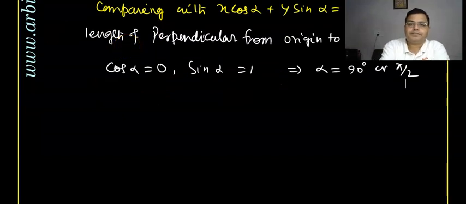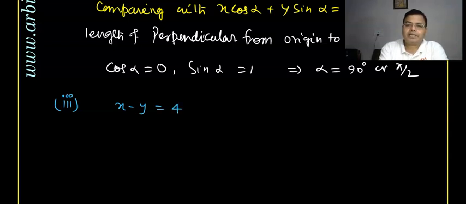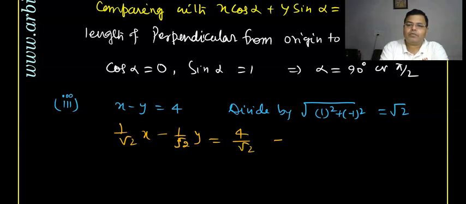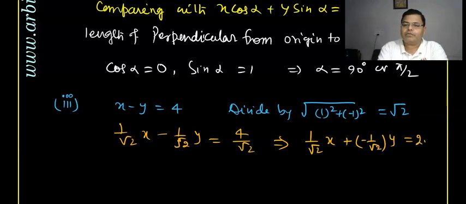Now the third part is given as x minus y is equal to 4. In that case, we divide both the sides by under root 1 square plus minus 1 square, that is under root 2. If you divide this, it will be 1 by root 2 x minus 1 by root 2 y is equal to 4 upon root 2, that is 2 root 2.